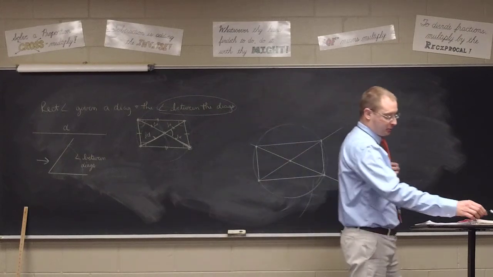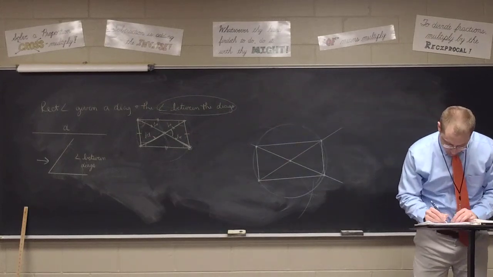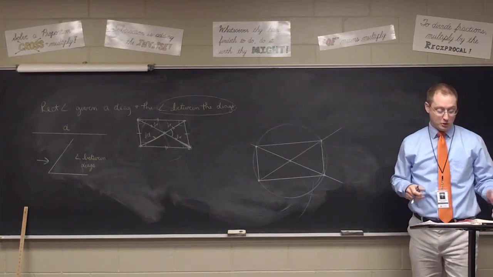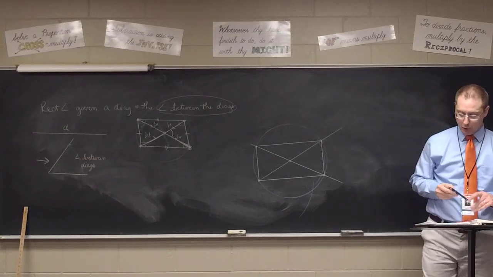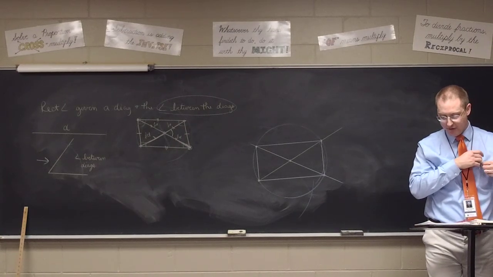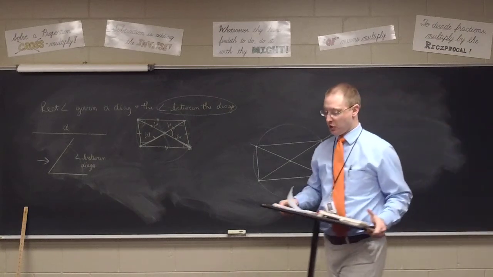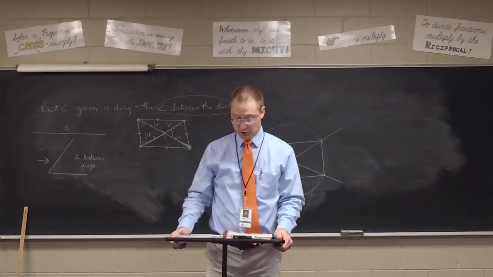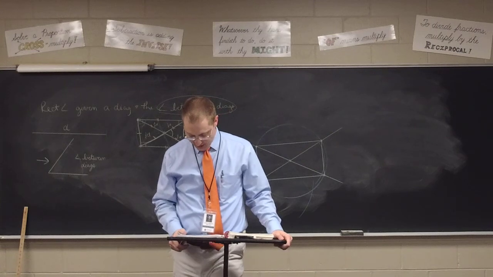All right, you're going to do three constructions for homework this evening. You're going to do page 182 at the bottom, exercise 3.34, numbers 1, 5, and 8. Page 182 at the bottom of the page, exercise 3.34, numbers 1, 5, and 8.